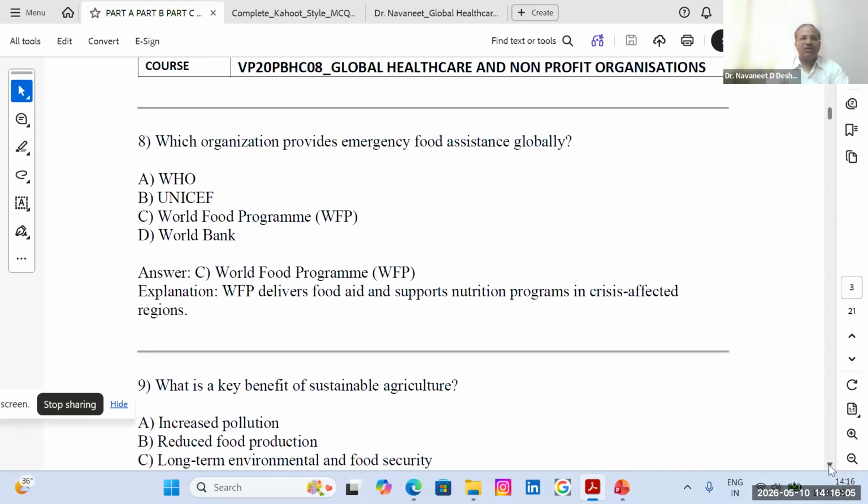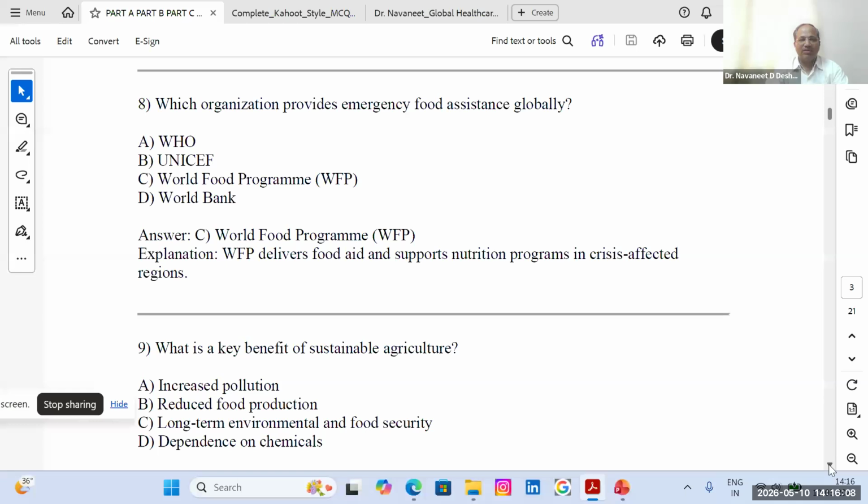Which organization provides emergency food assistance globally? WHO, UNICEF, WFP, and World Bank. The correct answer is World Food Program. WFP, World Food Program, delivers food aid and supports nutrition programs in crisis affected regions.